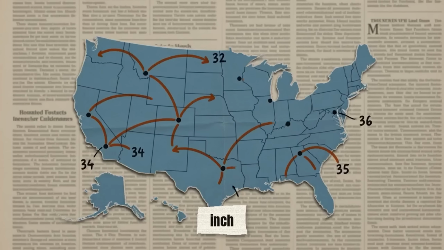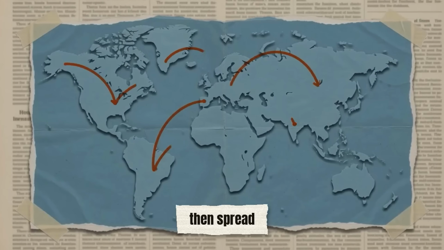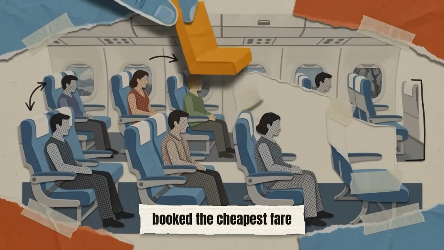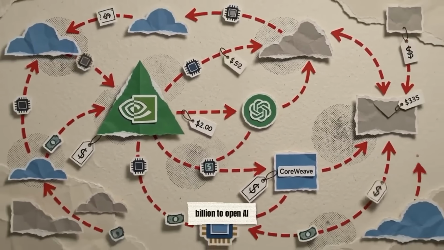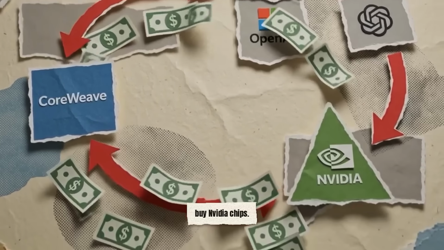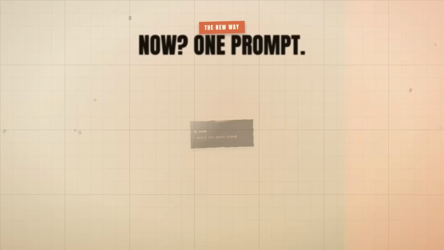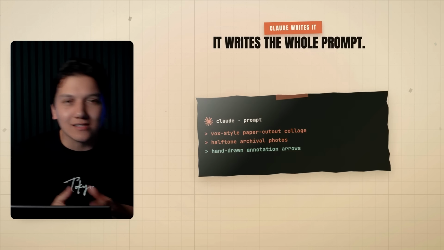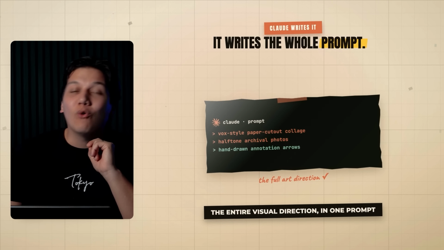Are these motion graphics familiar to you? These paper cutout collages are the kind of motion graphics that you always see in those Vox videos. And it used to take an entire studio, but we can now make it with just a single prompt. One that Claude writes for me, that carries the entire visual direction, and it builds everything. The motion graphics, the transitions, the script, and even the audio for me.